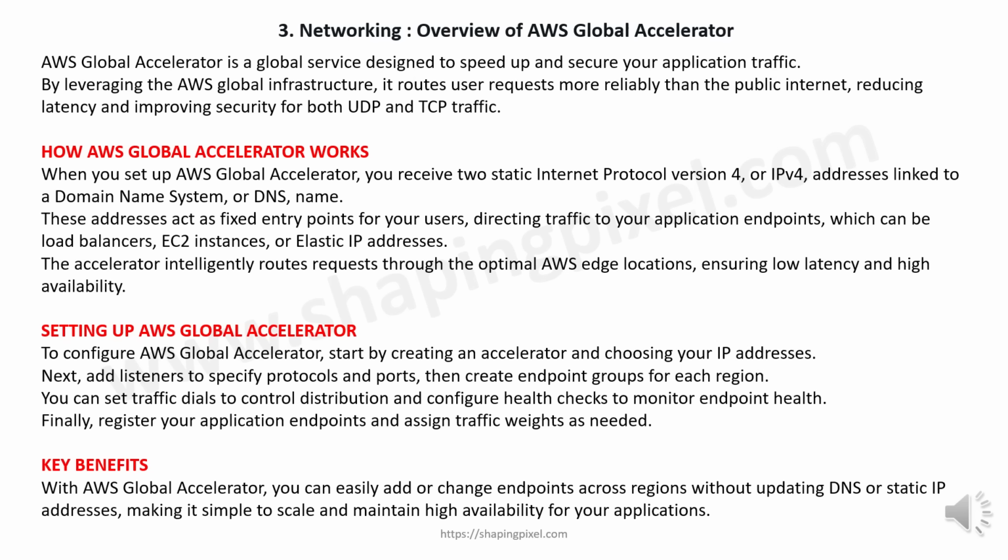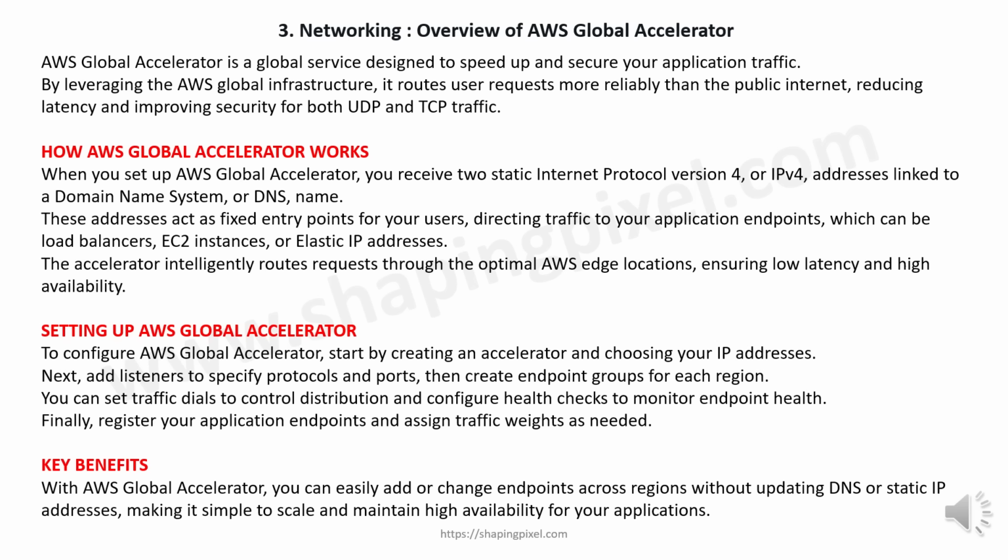These addresses act as fixed entry points for your users, directing traffic to your application endpoints, which can be load balancers, EC2 instances, or elastic IP addresses. The accelerator intelligently routes requests through the optimal AWS edge locations, ensuring low latency and high availability. To configure AWS Global Accelerator, start by creating an accelerator and choosing your IP addresses.